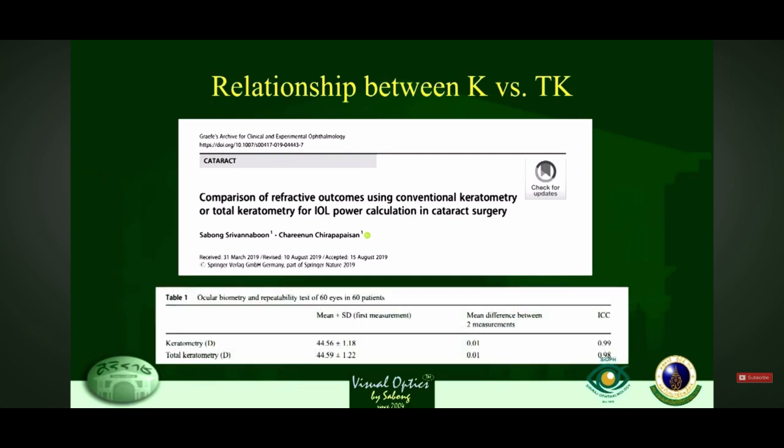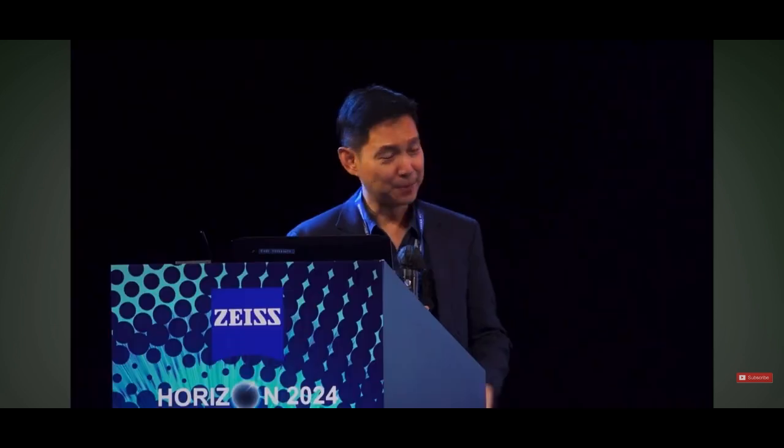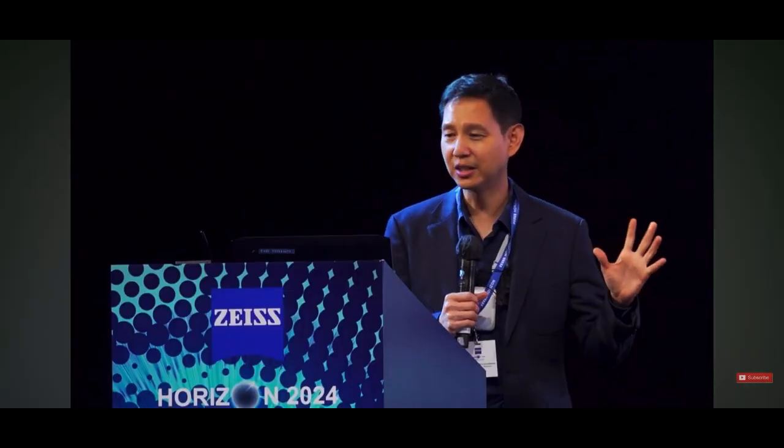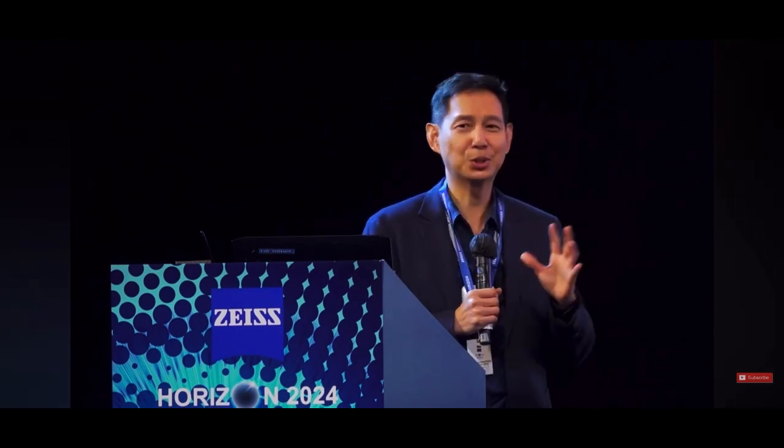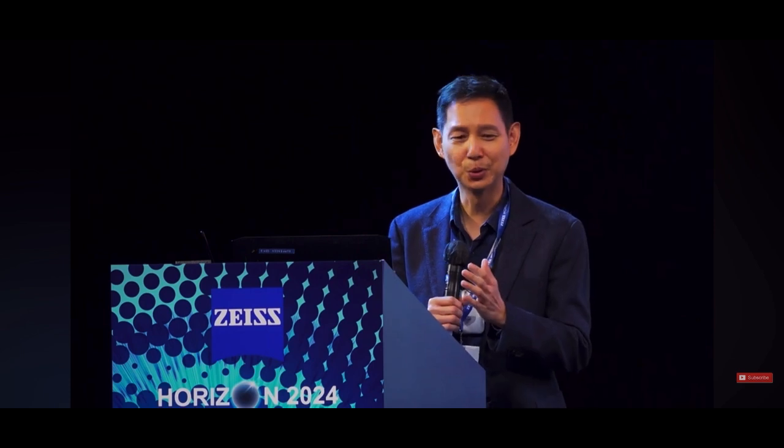And if you look at this, in the normal eyes, of course, with the normal AP relationship, you will see that the standard K and the total keratometry are very close. So this study is showing you 44.56 and 44.59. And because of this, Zeiss has done a very good job in trying to stay compatible. So in other words, it means that you probably don't need to do any optimization if you're going in the normal eyes range, if you want to change from the standard keratometry to the total keratometry.